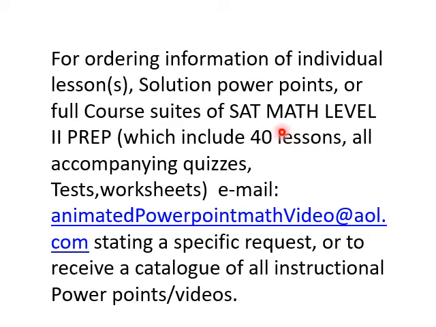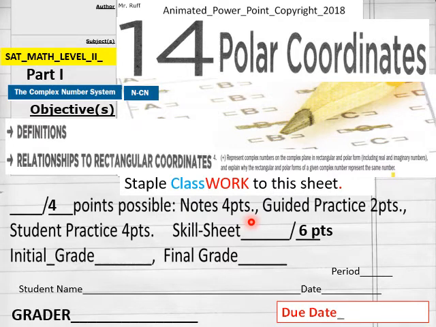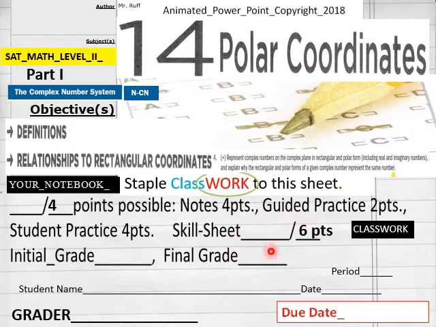Hello everybody, we're getting ready to do lesson 14 of SAT Math Level 2 Prep. For today's lesson, you've got 4 points on your notebook guide, and 6 points will go into your classwork sheet. Lesson 14 is about polar coordinates, definitions and relationships to rectangular coordinates. Name, date, period for students in my classroom. Due date here for onliners and homeschoolers.